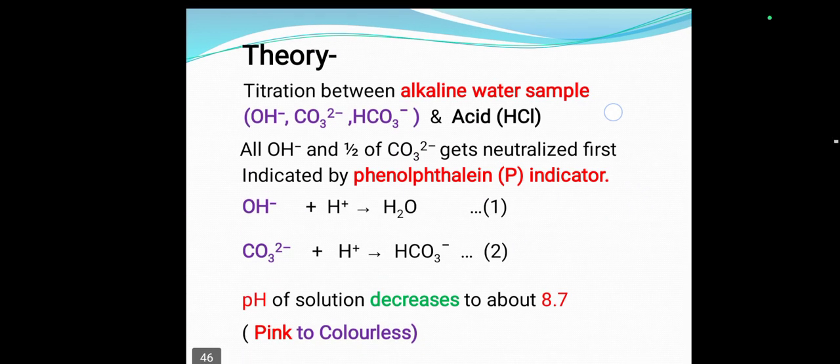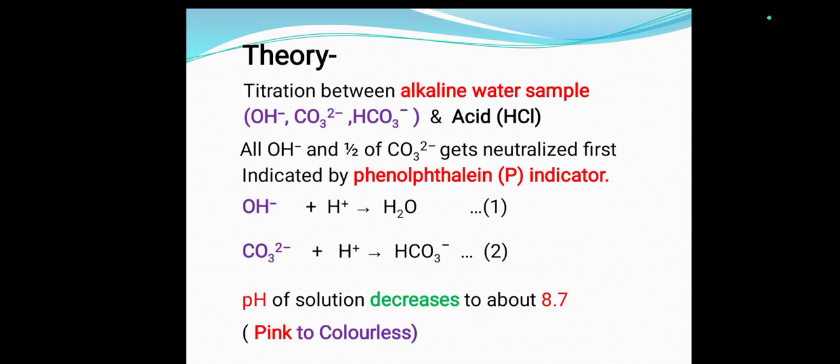Now we will see the theory behind the determination of alkalinity of a water sample. In engineering chemistry, the second practical is on the determination of alkalinity of a water sample. Here the water sample contains, for example, three kinds of alkalinities: hydroxides, carbonates and bicarbonates. What are we adding? We are adding acid from a burette, and the alkaline water sample is present in the conical flask.